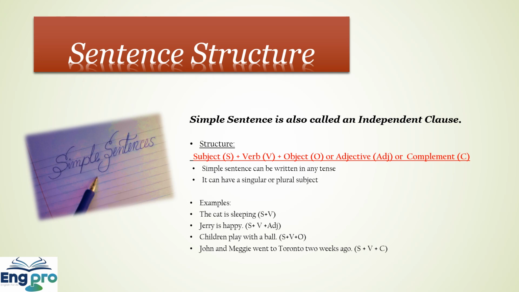So example number 1, the cat is sleeping. We simply have a subject and a verb. We don't really have an object here. It's still a basic sentence. Number 2, Jerry is happy. Subject, verb, and an adjective. In our case, this is a part of the complement.